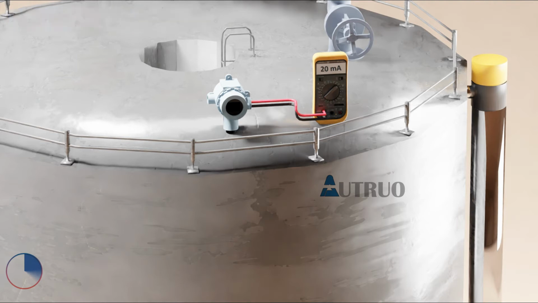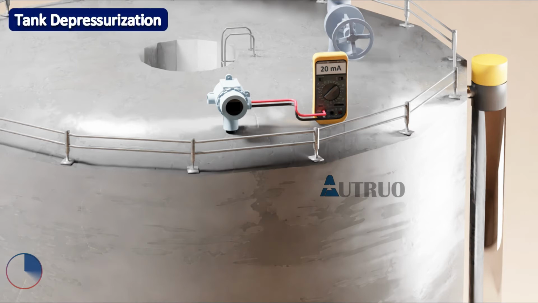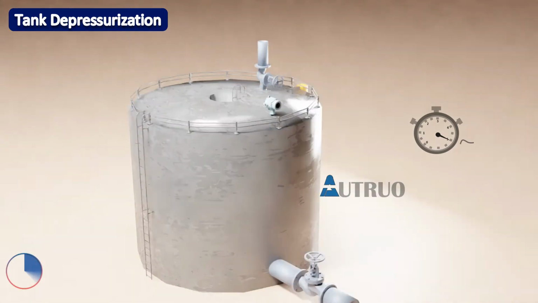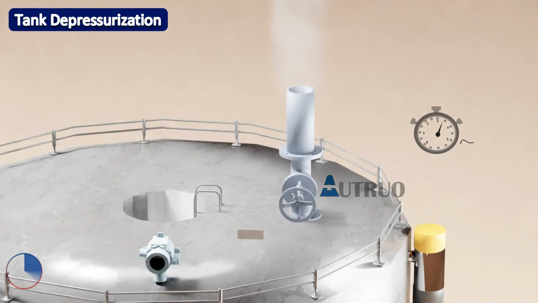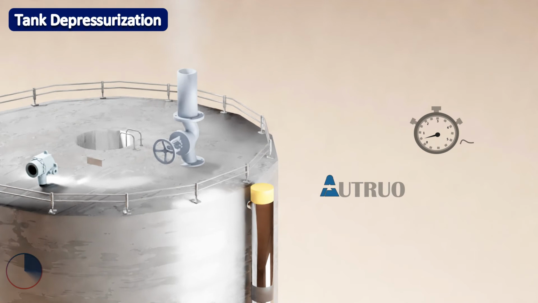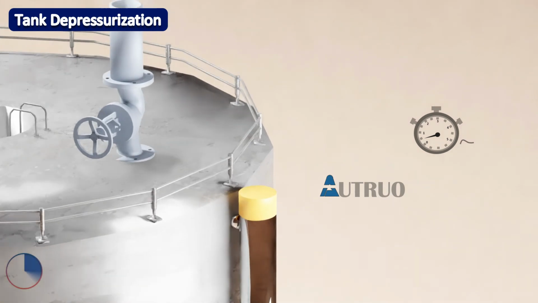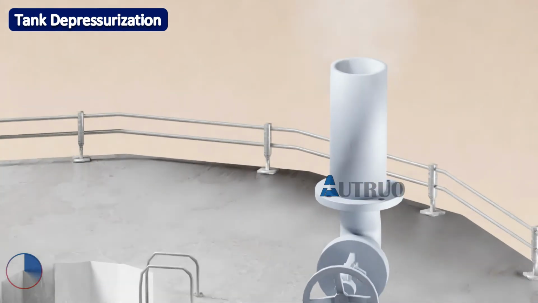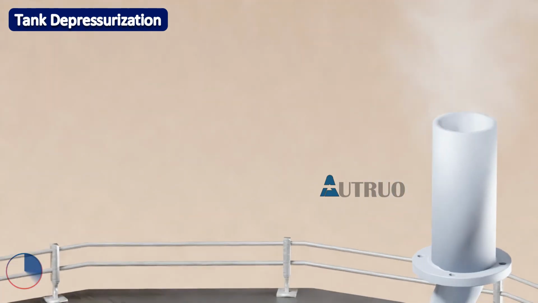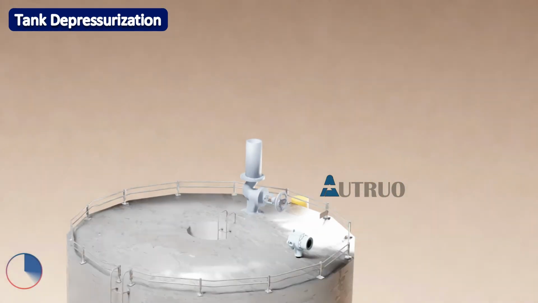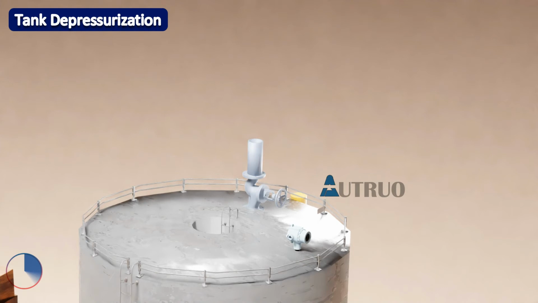Now let's retrieve the level transmitter. It is important that the level of the tank is less than 20%, and the pressure within the tank is 0. Better still, the venting valve should be open. This is done in order to vent out the dangerous pressure within the tank, and to prevent injuries and damage to equipment.